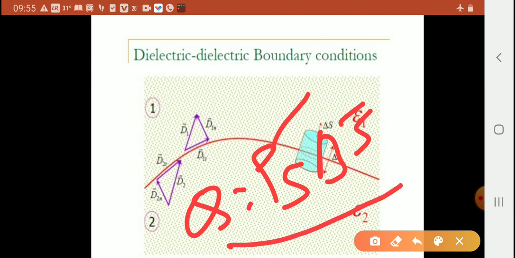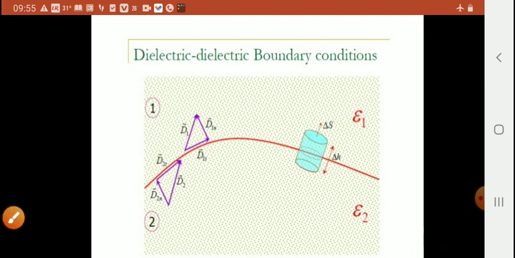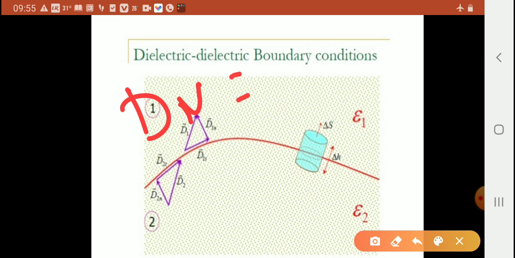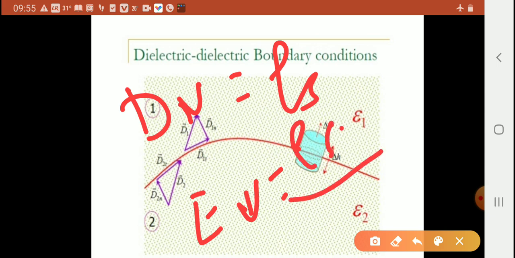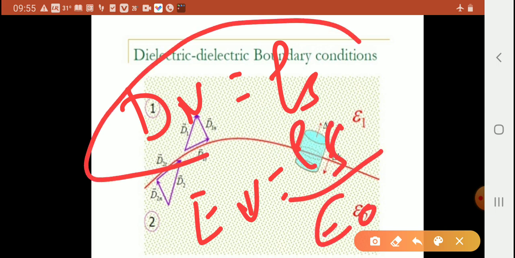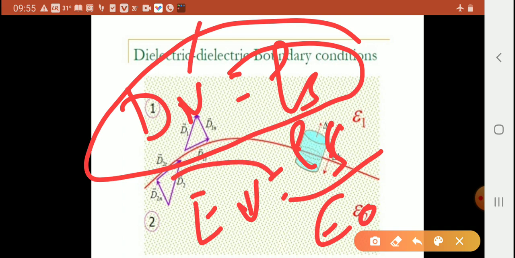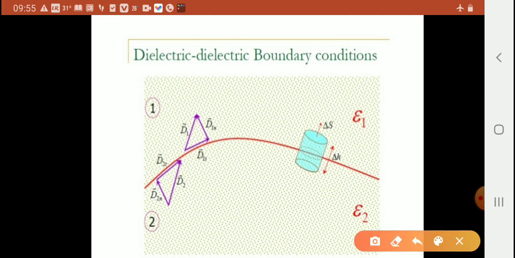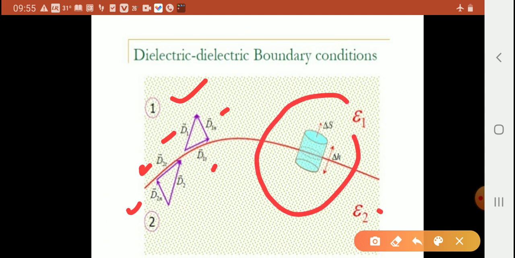So this charge gives Dn equal to rho s, and En equal to rho s upon the permittivity. This is the value of the normal flux density and the normal component of electric field intensity. So the components are D1n, D2n, E1n, E2n, with permittivity of E1 for free space and permittivity of E2, calculated on the Gaussian surface.